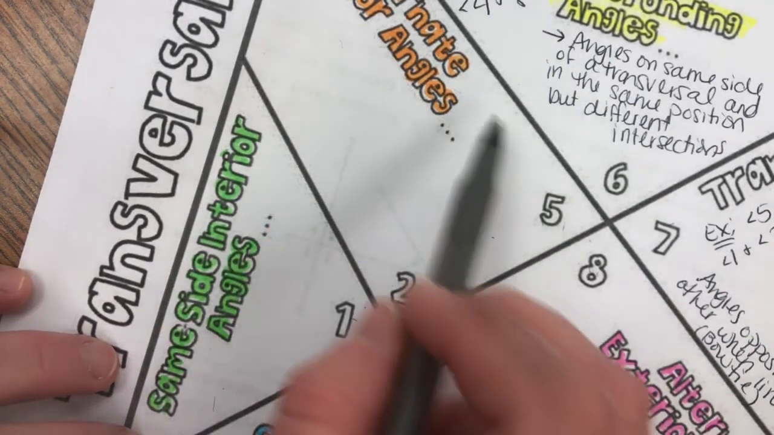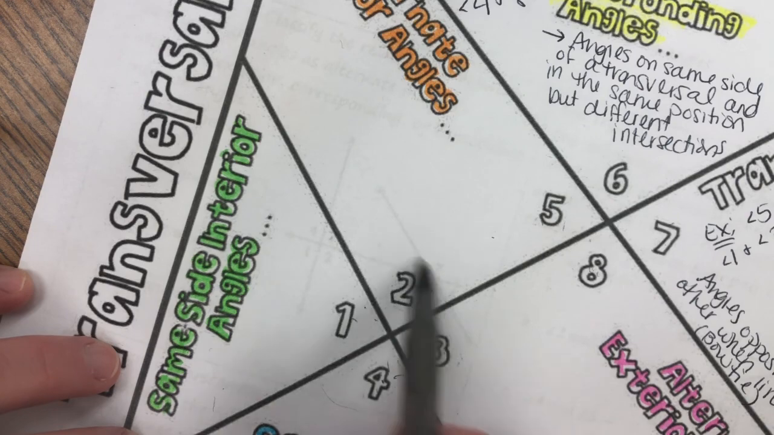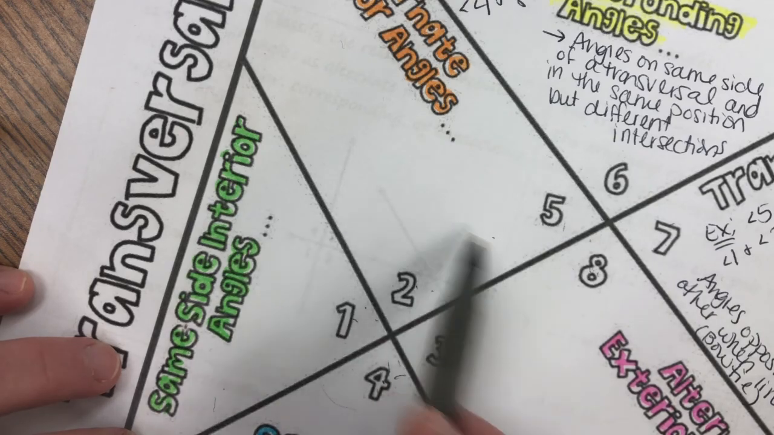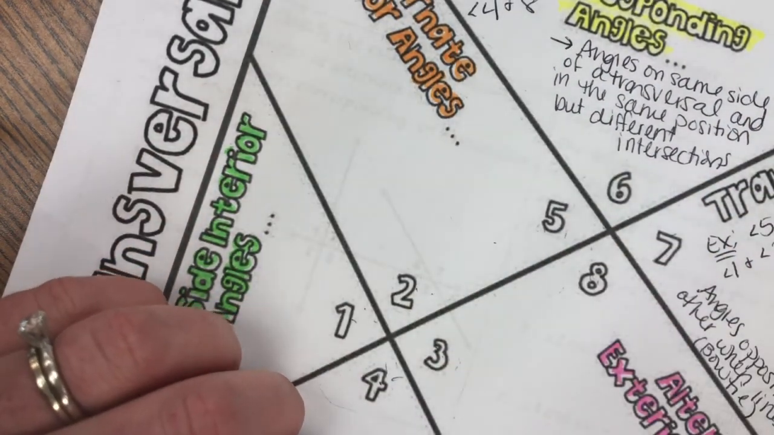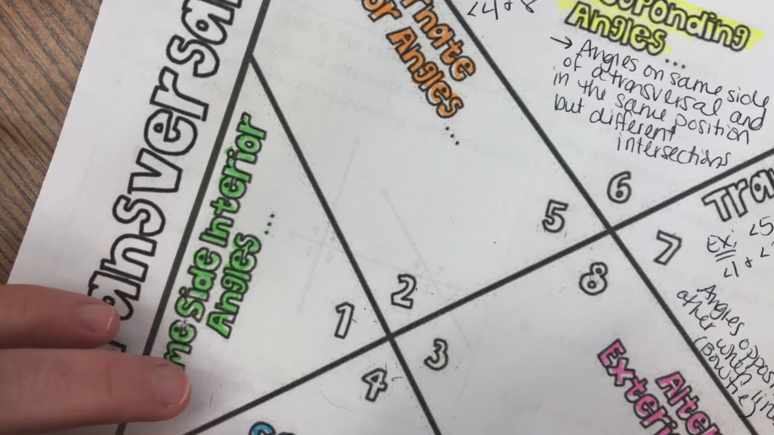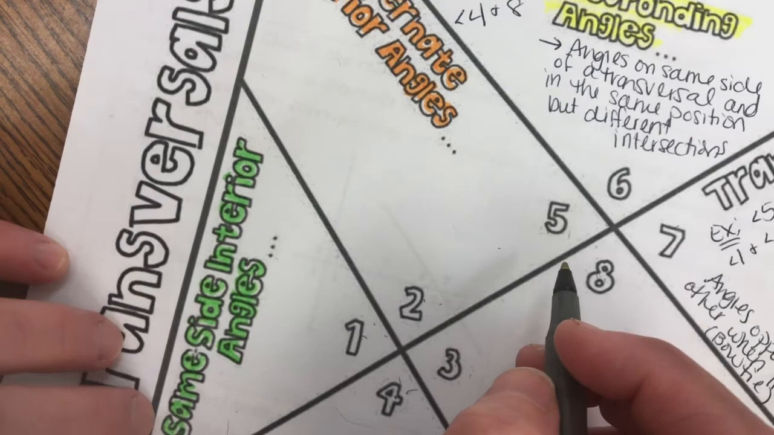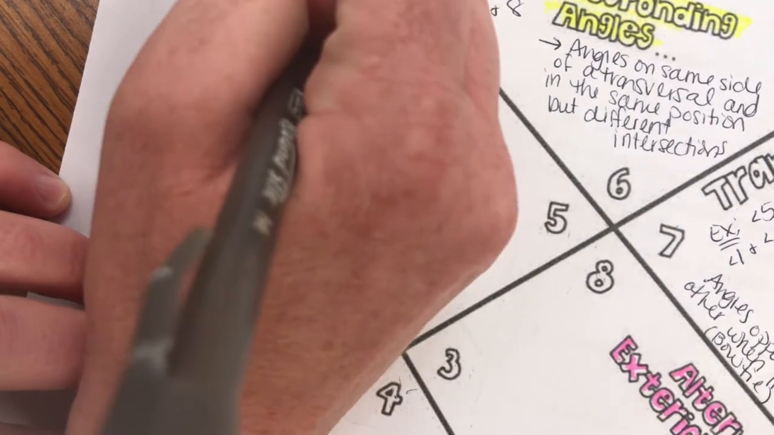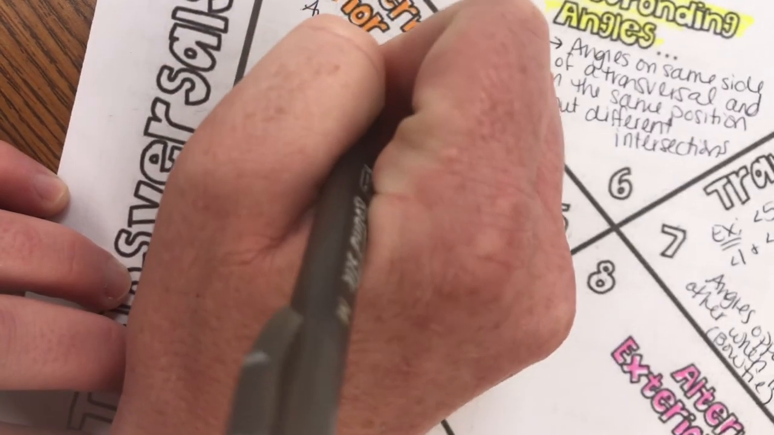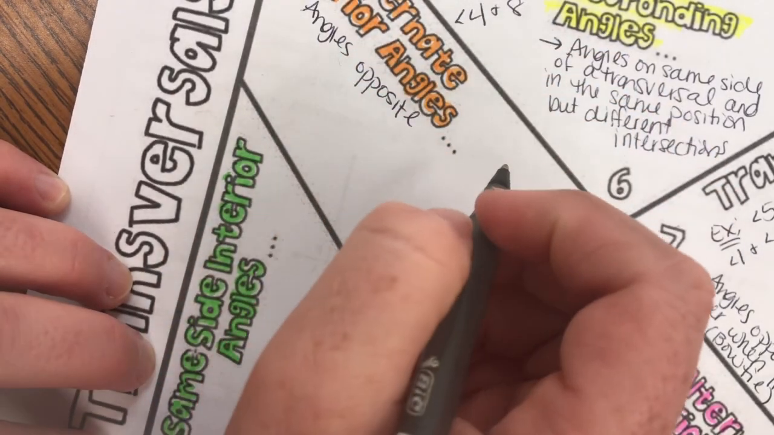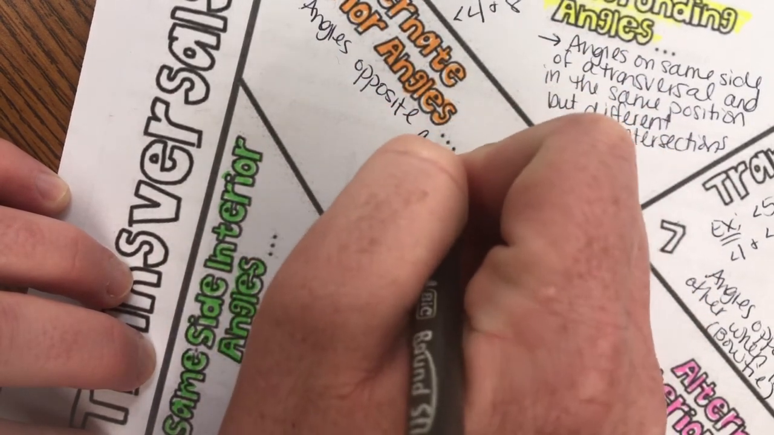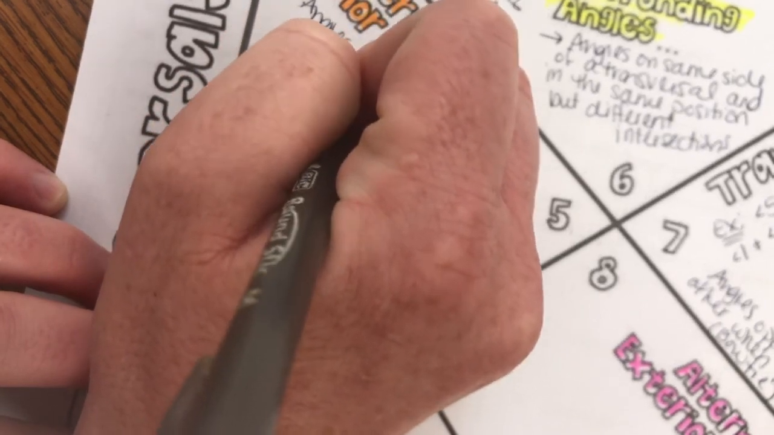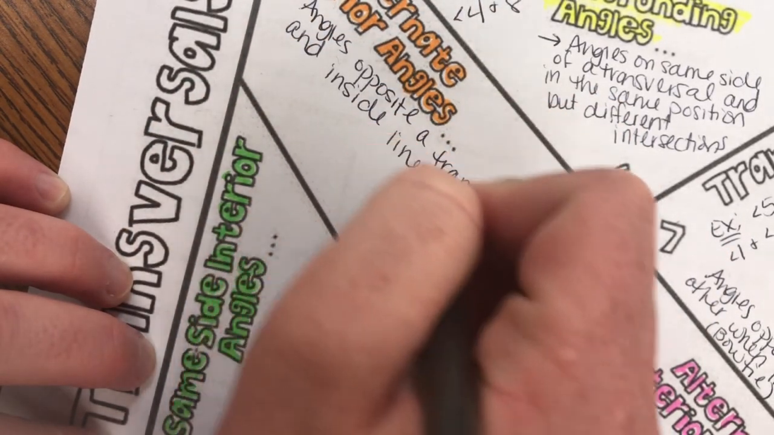So alternate interior angles in this drawing would be like 2 and 8. Like you could draw a figure 8 around them, right? They're on different sides of the transversal, but they're inside this middle tube area. 3 and 5 are also alternate interior angles. Okay, so we're gonna write angles on opposite sides of a transversal inside the lines being intersected.